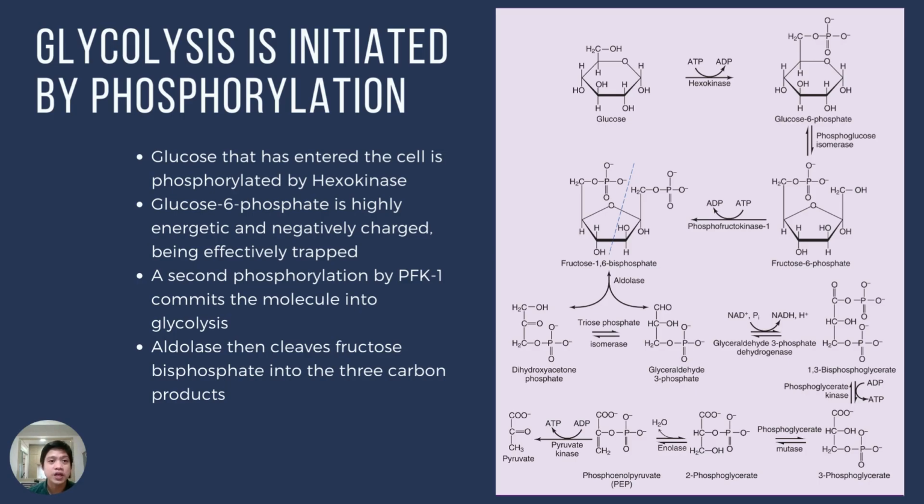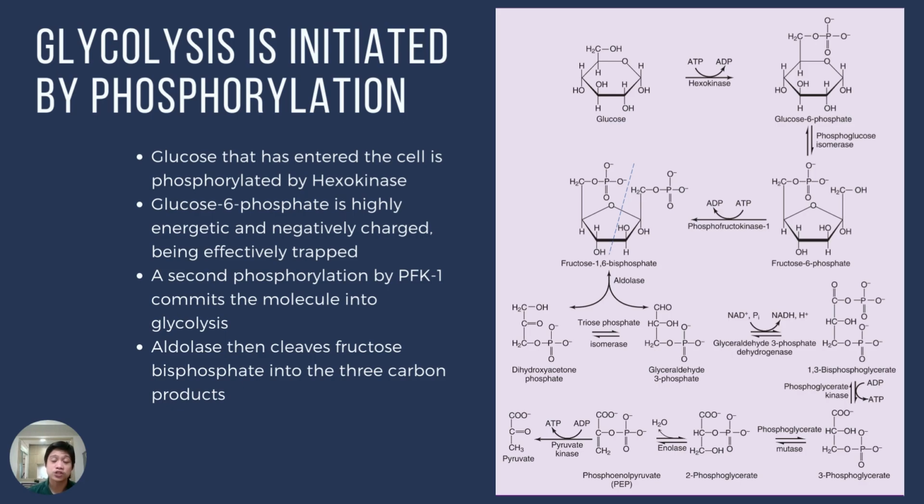So let's now go through the steps of glycolysis. Glycolysis is initiated, it is started by phosphorylation. Phosphorylation means the attachment of a phosphate group into a molecule, and this molecule here in focus is glucose. Glucose that has entered the cell by means of GLUT or glucose transporters is phosphorylated by hexokinase. Therefore, hexokinase is the enzyme that attaches phosphate groups to glucose.